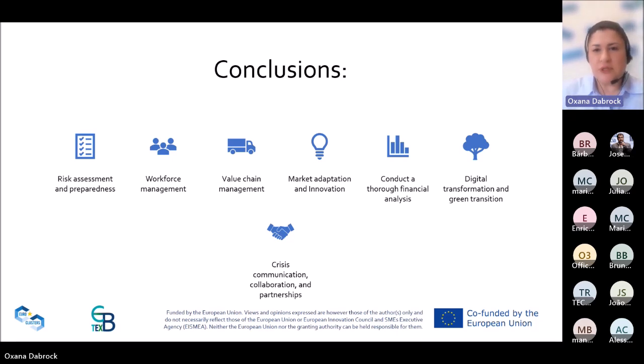One of this future implementation of transformation or transition, which is very important and actual, is digital and green transition, and as well to mitigate all the risks which are happening during the value chain and to look for solution or to prevent this risk from happening. We need a crisis communication, collaboration, and partnership.